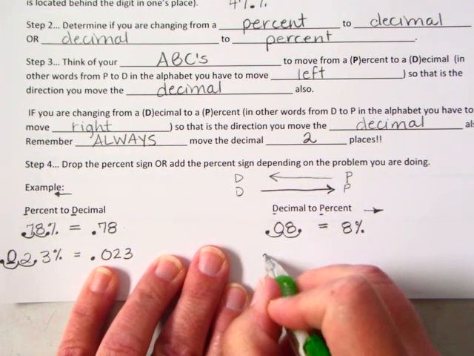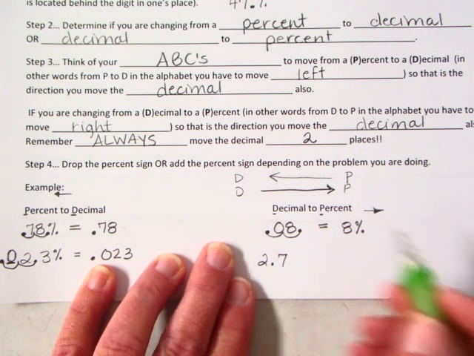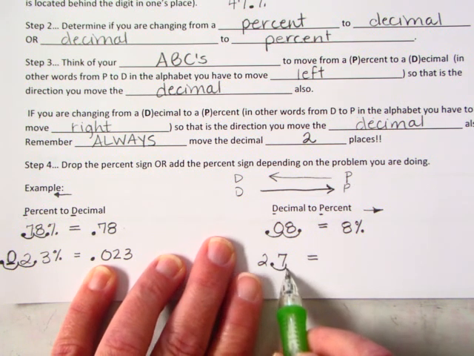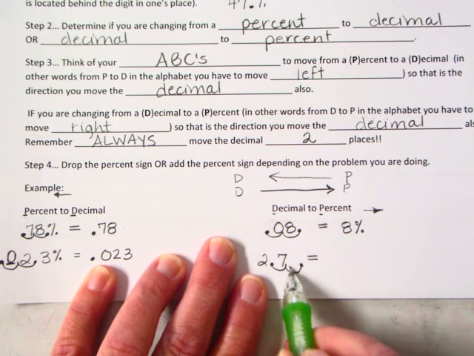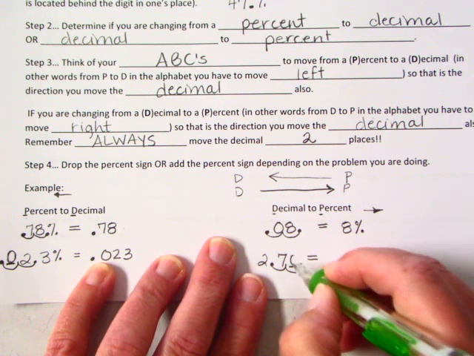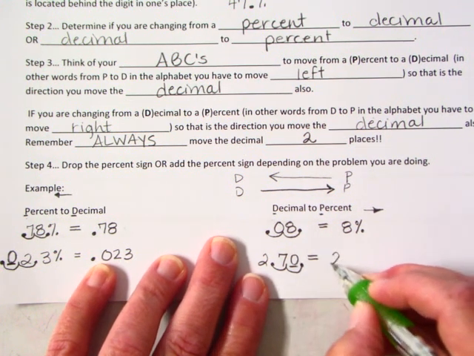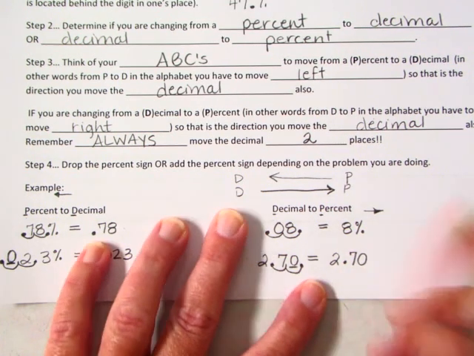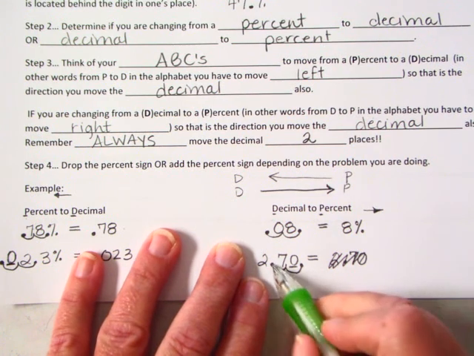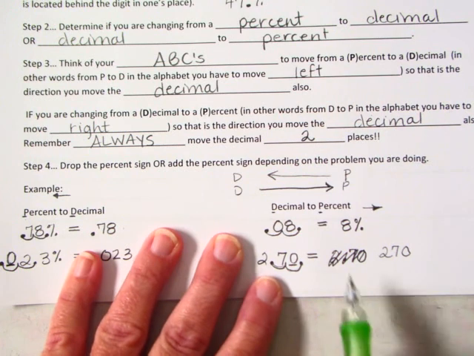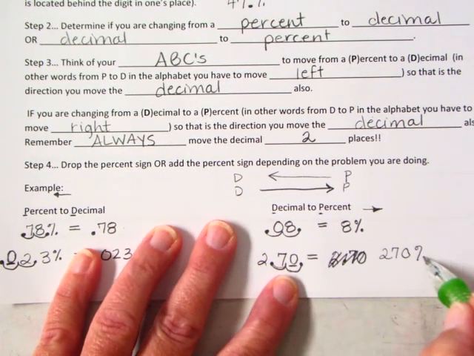So looking at 2.7, finding my decimal, going from a decimal to a percent, I must move 2 places to the right. Again, I'm missing a digit. Again, you need to use a filler 0 to fill it in. So you've moved your decimal, so now it becomes 270. Notice how I have to write down the filler 0 on this one, percent.